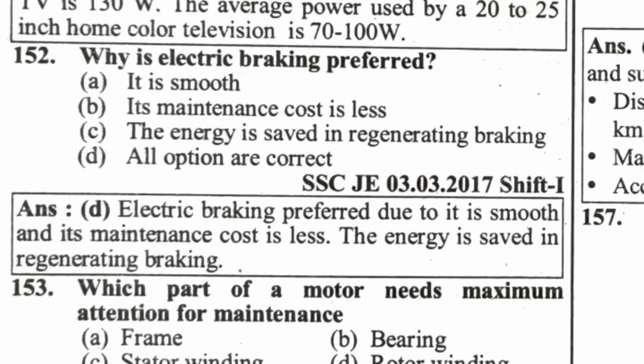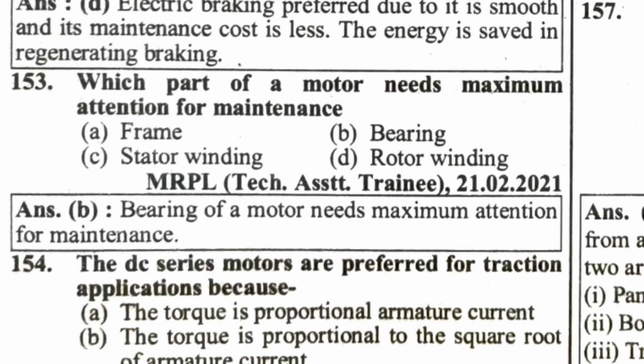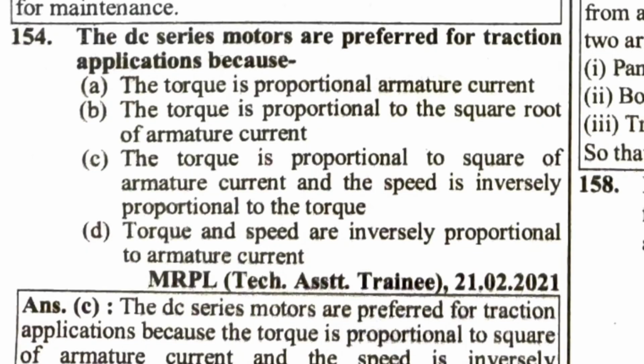Why is electric braking preferred? It is smooth, its maintenance cost is less, energy is saved in regenerative braking. All. Which part of a motor needs maximum attention for maintenance? Bearing. DC series motors are preferred for traction application because torque is proportional to the square of armature current and speed is inversely proportional to torque.